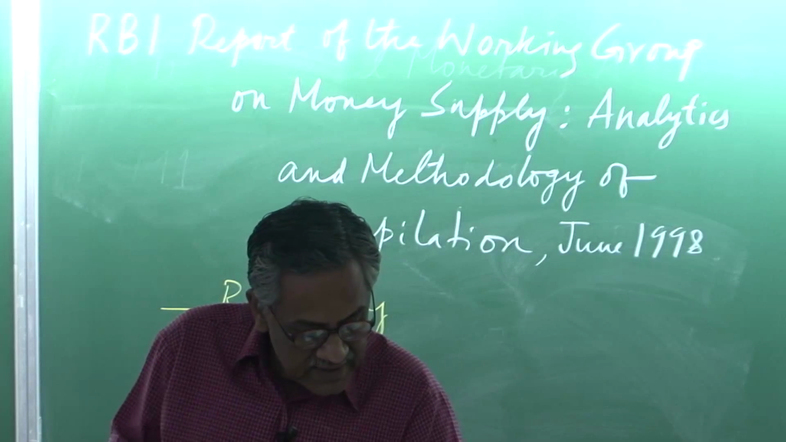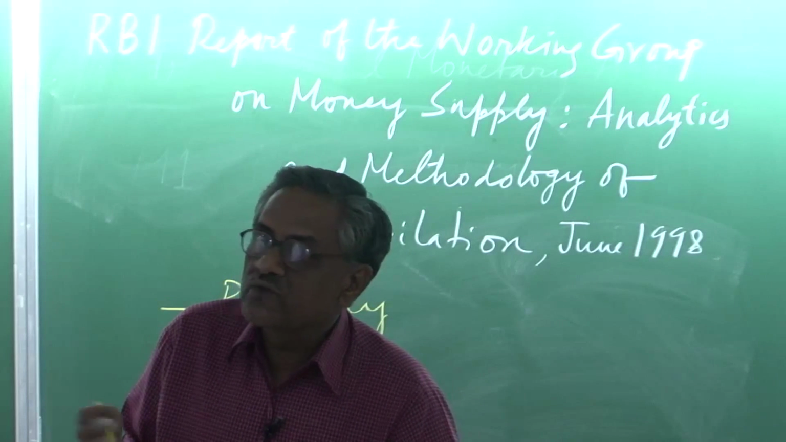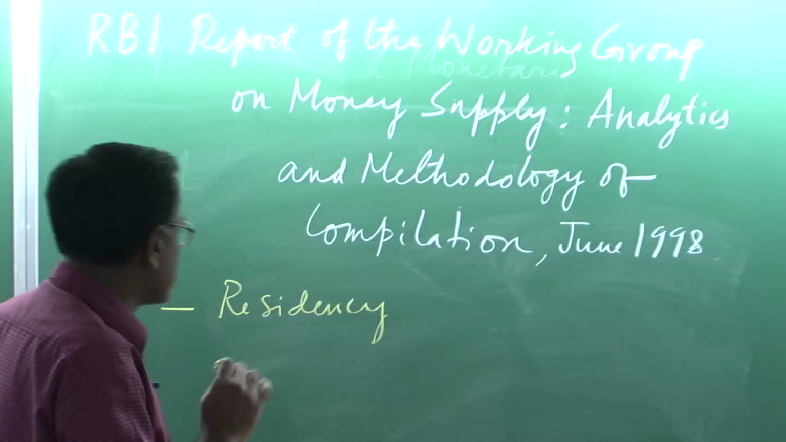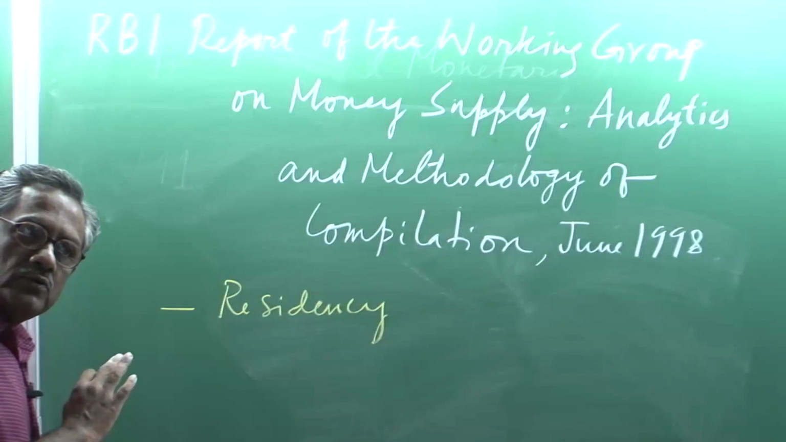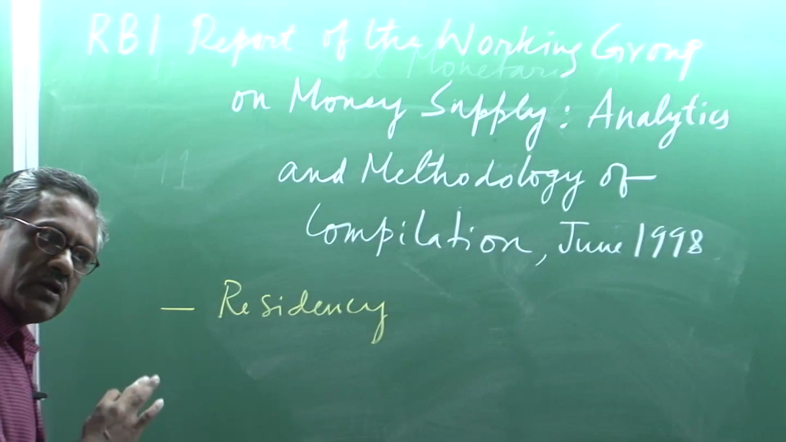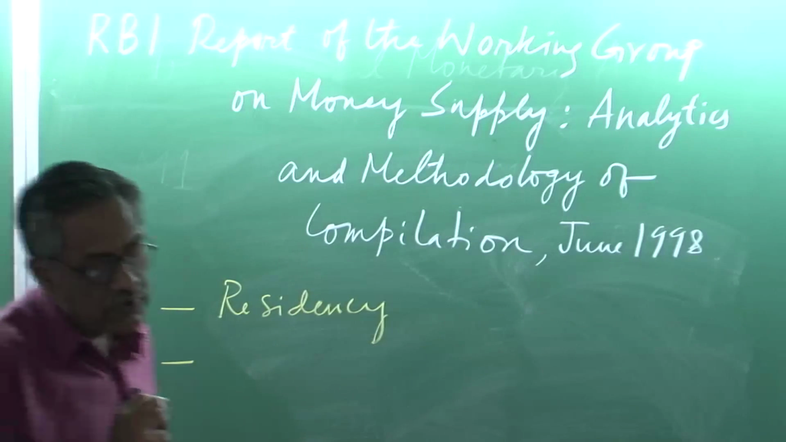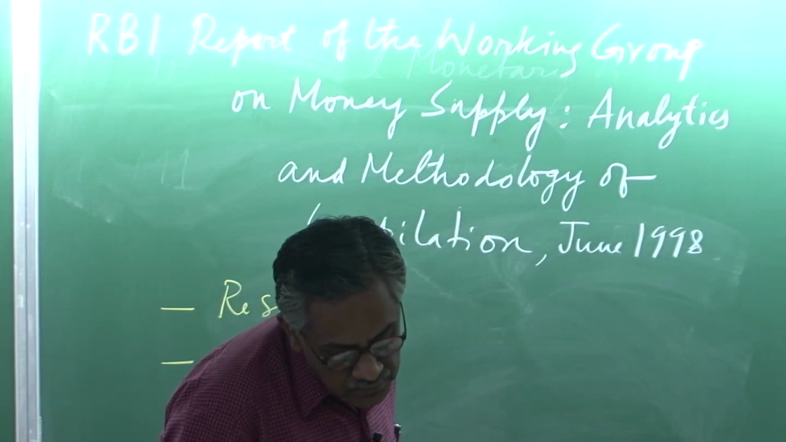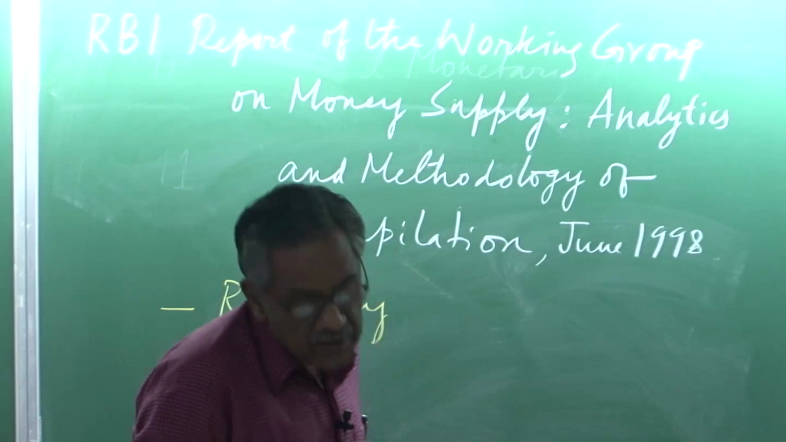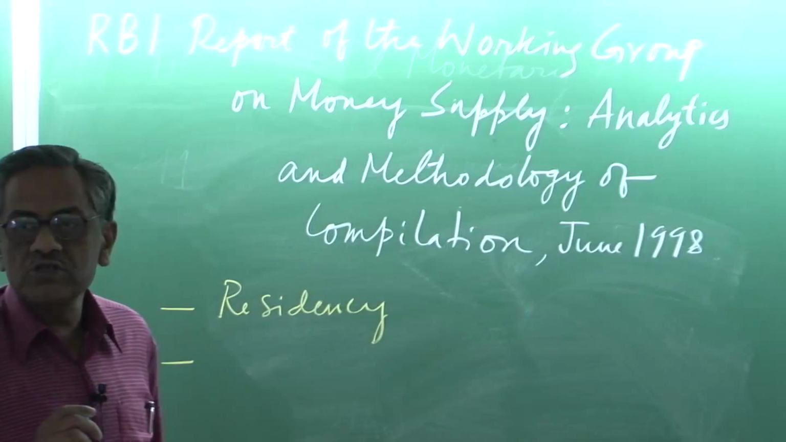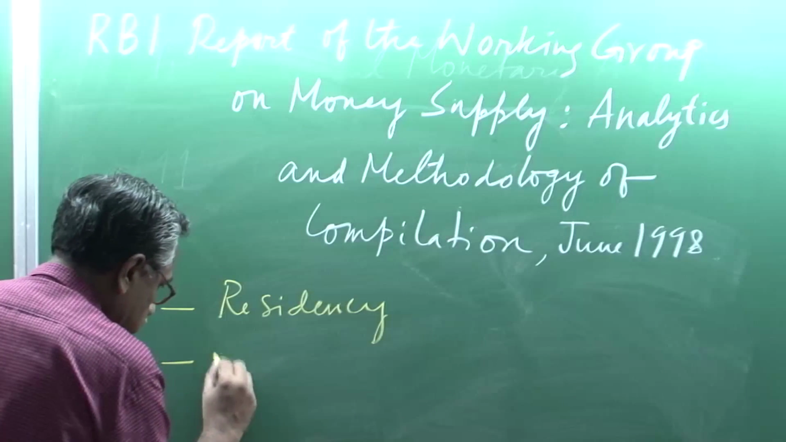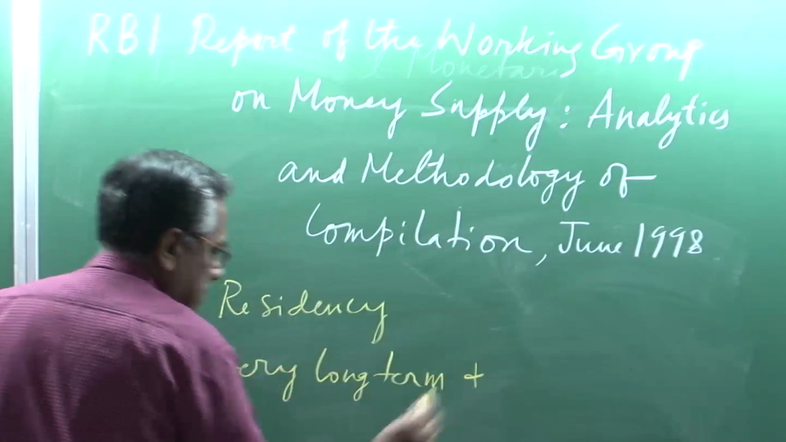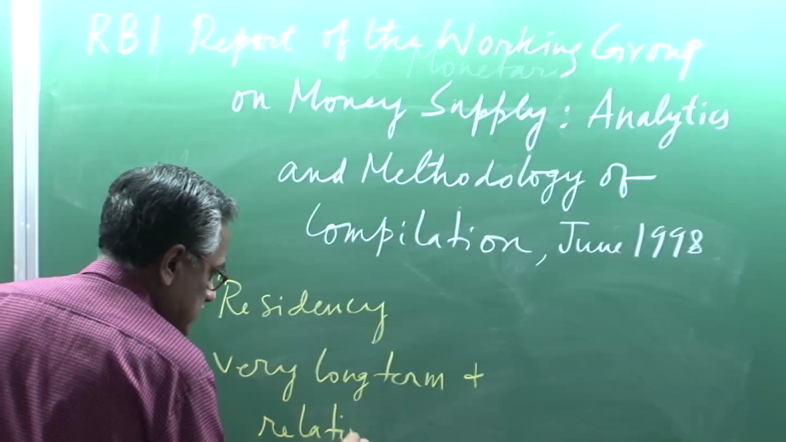So, things like that, and then the Indian government, certain bonds where the transactions were in foreign currency, etc., were also there. And the second issue they were dealing with is very interesting. One is the residency issue, they found is an important issue now in the Indian economy. Second one they were dealing with is a distinction between very long term and relatively shorter term time deposits.